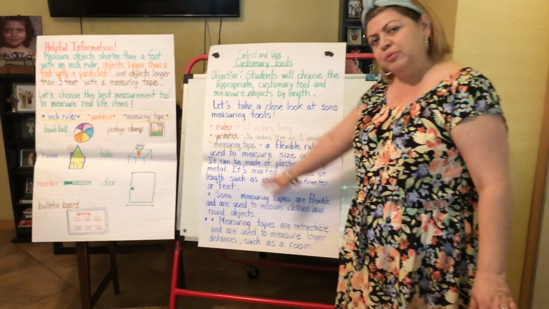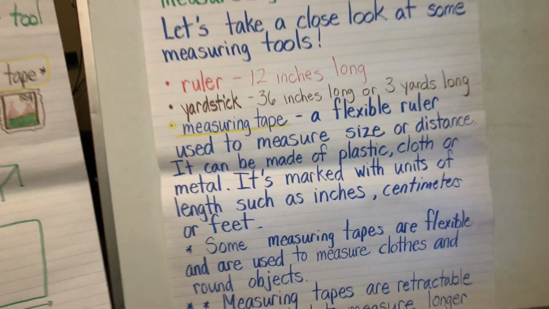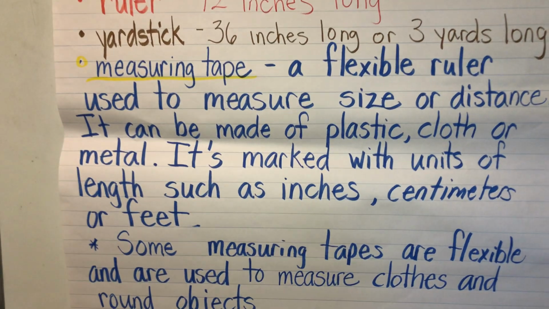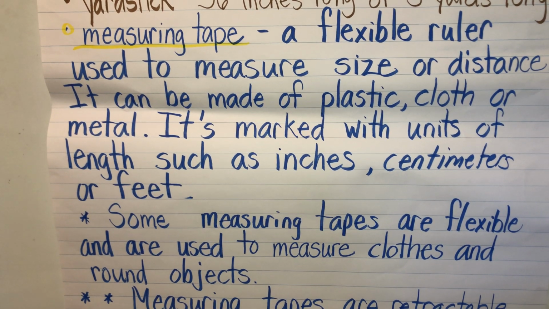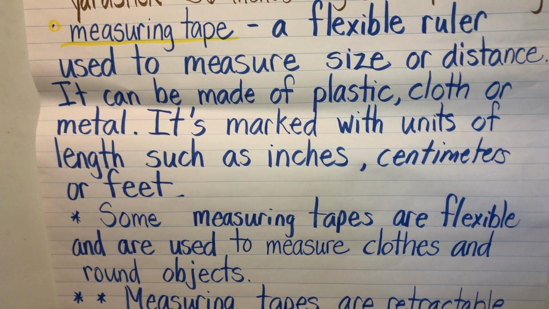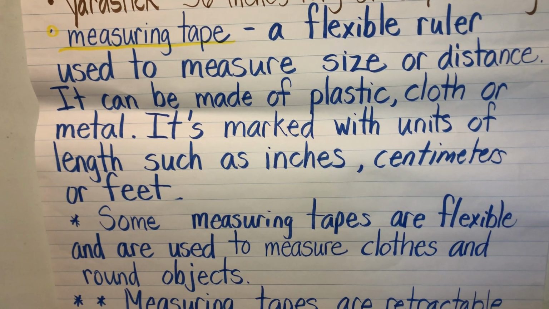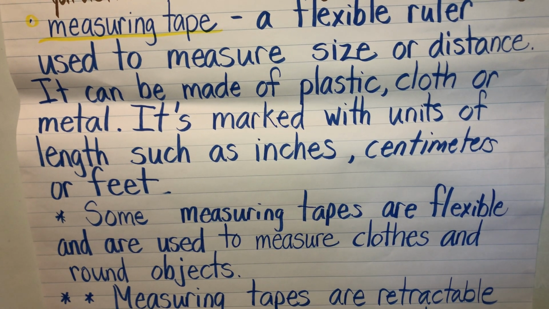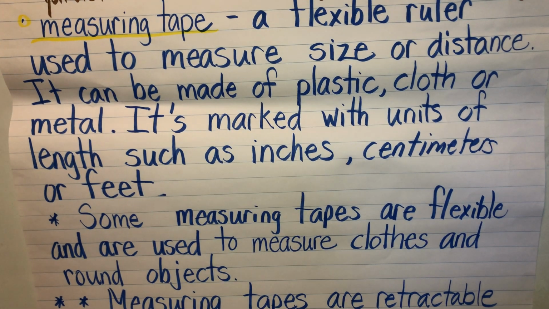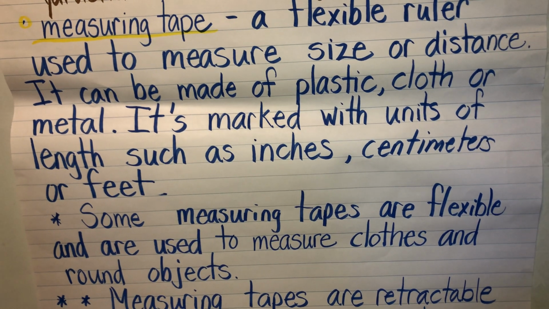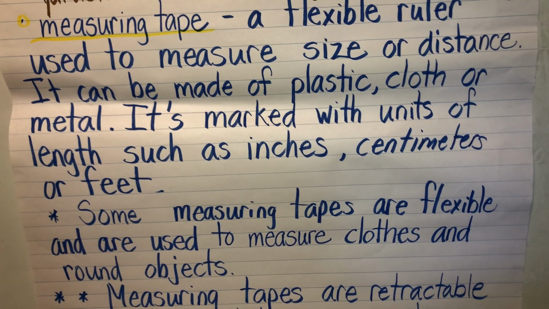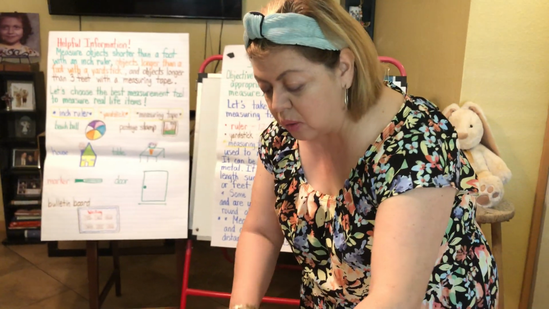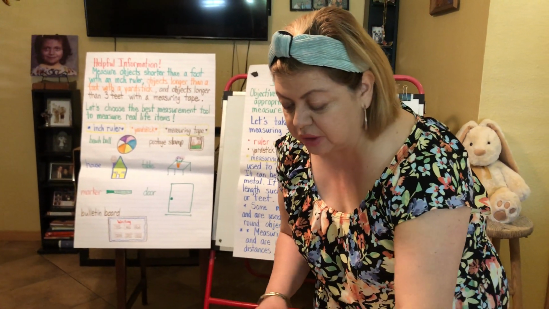So let's just look at this information up here first, and then I'll actually show it to you. We're going to talk about a measuring tape, and sometimes it's called a tape measure. Whichever way you prefer to say it, it's the same thing. It is a flexible ruler used to measure size or distance. It can be made of plastic, cloth, or metal. It's marked with units of length such as inches, centimeters, or feet. We've talked about inches and feet, so that's what we're going to look at closely in our measuring tapes or tape measures, whichever you prefer to call it.